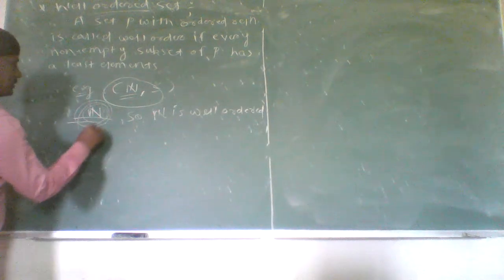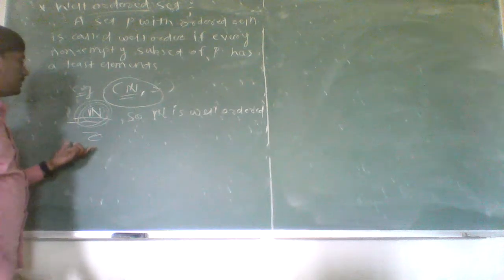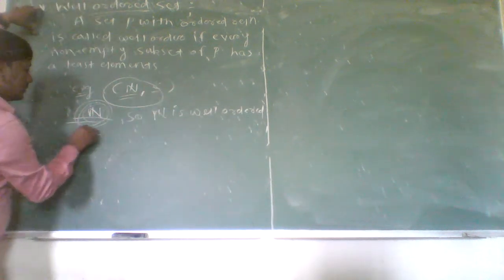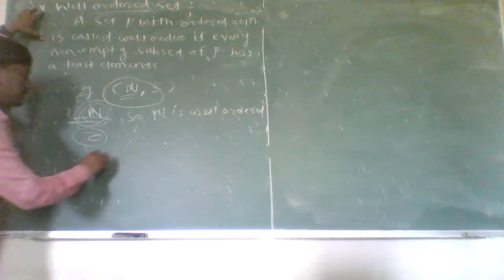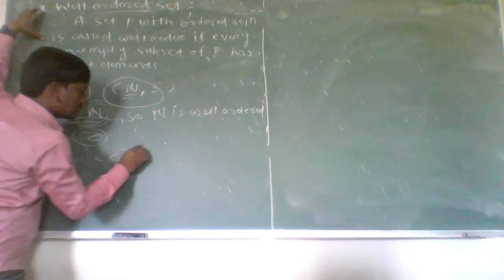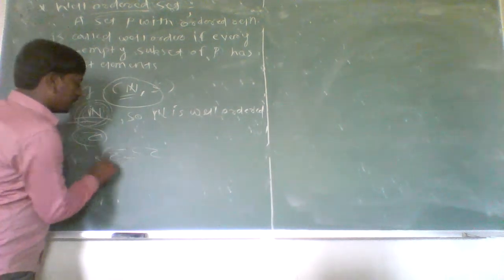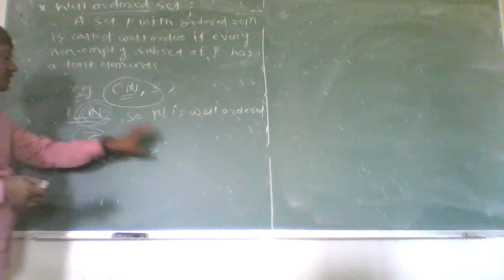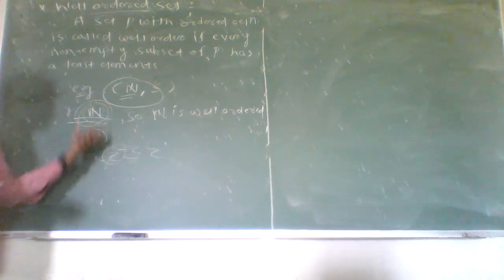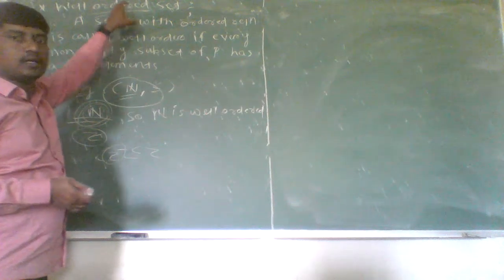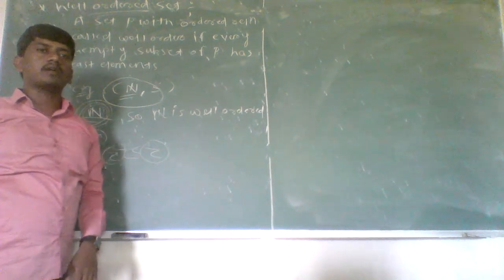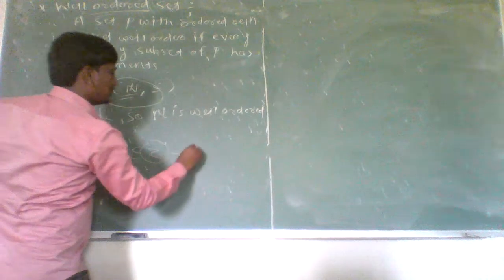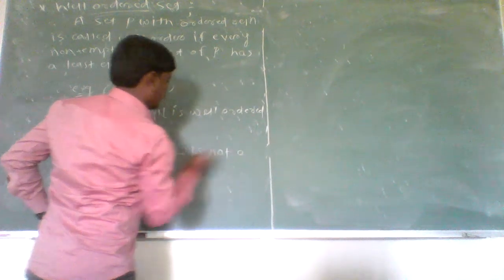Instead of natural numbers, if we take the set of integers, I have to check whether the set of integers is a well-ordered set or not. But this set of integers has one subset, that is the set of negative integers, which is a subset of the set of integers which has no least element. Since the set of negative integers has no least element, therefore this set of integers has one subset which has no least element. Then by the definition of well-ordered set, this set of integers is not a well-ordered set.